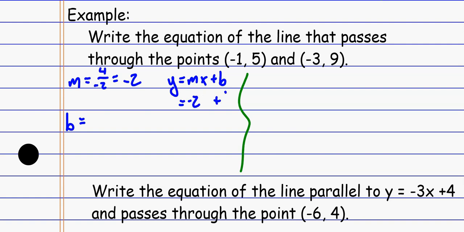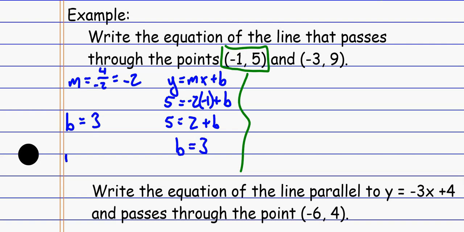I know b is the thing I'm looking for, so I just need an x and a y value to plug in. Well, here's one right here. There's an x and a y value I can plug in. So I plug the 5 in for y. I plug the -1 in for x. And now I can solve. I solve for b. So I simplify. Hey, that's a positive 2. I subtract that 2 from each side, and I get b equals 3. Okay? So now my equation is y equals -2x plus 3. There's the equation.